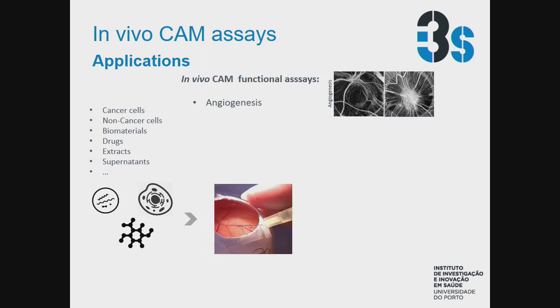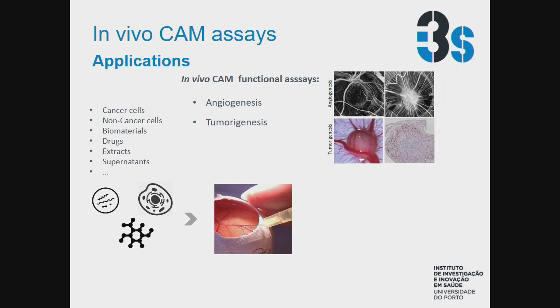So what can you see? What are the functional assays that you can use? The most classical, well-known and established assay is the angiogenic assay, so the ability of your test condition to induce the growth of new vessels. In this example, you have a cell line that was transfected with a gene of interest, and you can see, compared to the control, that it increases the angiogenic response. So the gene in question is responsible for an increased angiogenic response.